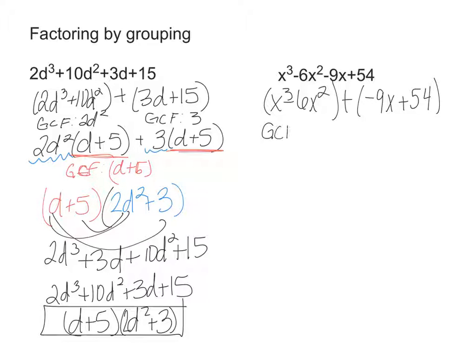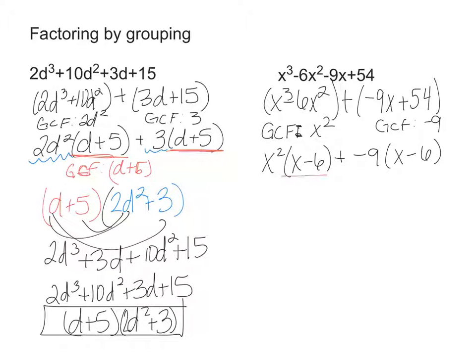So my GCF is x squared here, so x squared times x minus 6, and my GCF on this one is negative 9, so I get plus negative 9 times x minus 6. So now I have another common factor. My GCF is x minus 6. So I take that out, and what I'm left with is x squared minus 9.